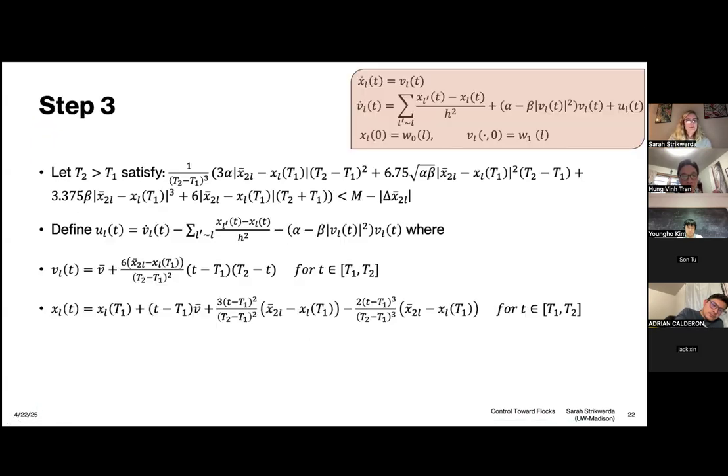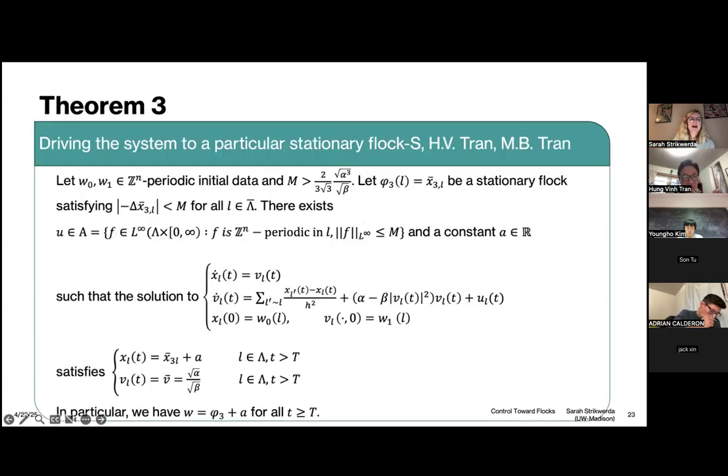And so as long as we can show that the control is less than m, then we're done with that step because we've landed at the configuration of the given flock. And we can do that because of this assumption that this is less than m, so if we plug in the XL and the VL and the VL dot into this and then use this condition, then we'll get that UL is less than m. So with that, we can move on to theorem 3.